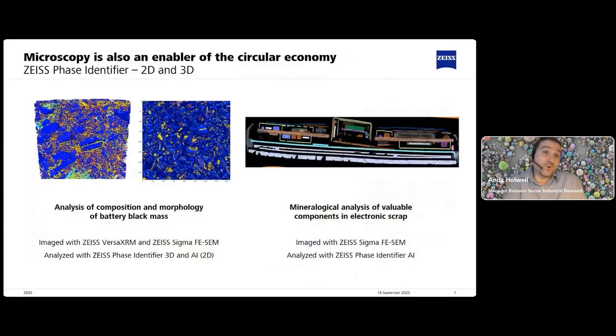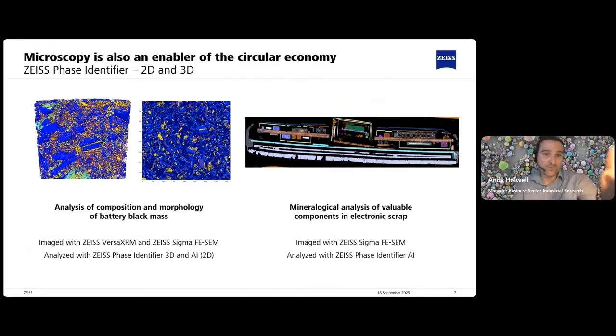A quick word also on the potential role of microscopy in the circular economy. This is a technique called ZEISS phase identifier. We've got a 2D version and a 3D version, for 2D datasets in SEM and 3D datasets from X-ray microscopy. And we've been using these for analyzing composition and morphology of black mass, which is battery scrap in the recycling industry.